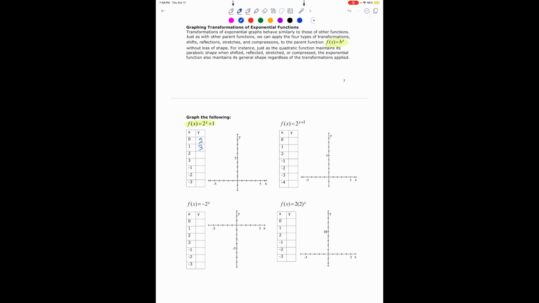And then if x is equal to 2, you get 2 to the second power. That's 4 plus 1 is 5. And then 2 to the third power is 8 plus 1 is 9. 2 to the negative 1 is equal to 1/2 plus 1, that is 1.5. 2 to the negative 2 is 1/4 plus 1 is 1.25. And then 2 to the negative 3 is 0.125 plus 1 is 1.125.